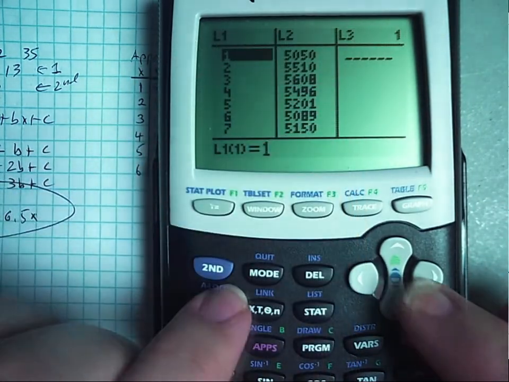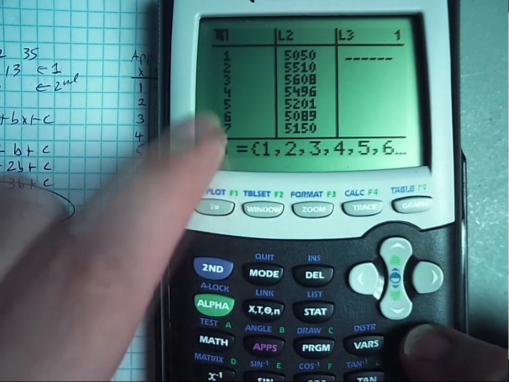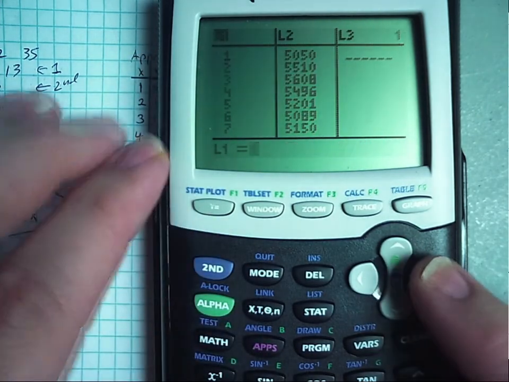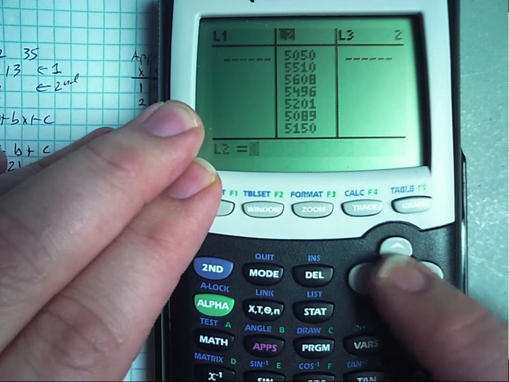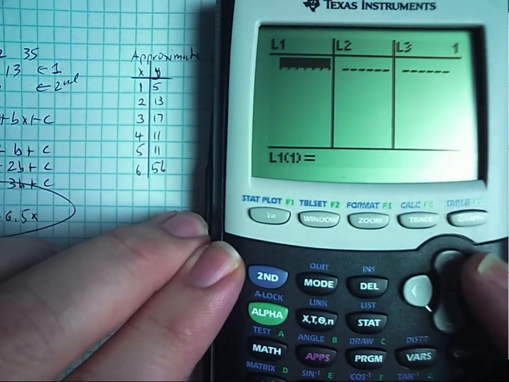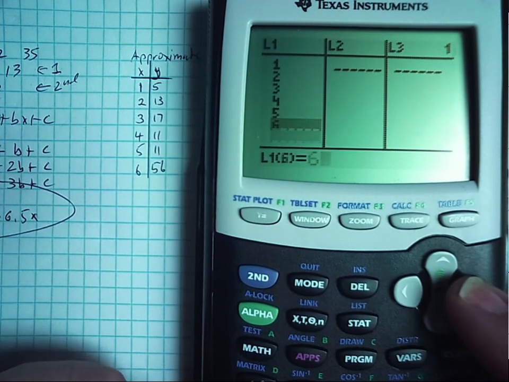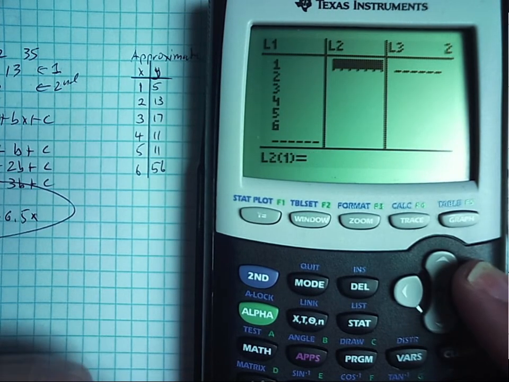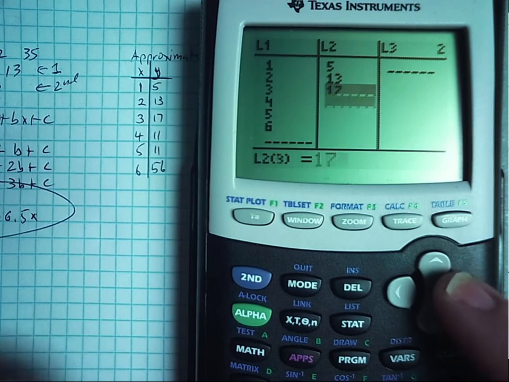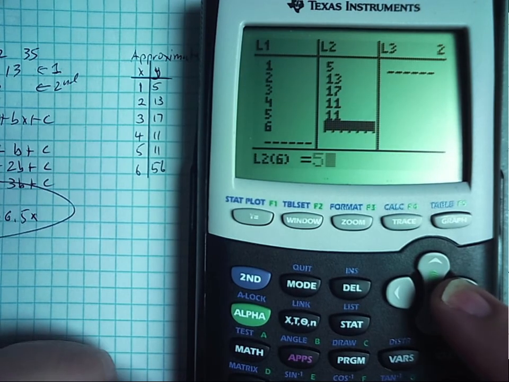You should have an L1 and an L2 column. If you want to clear those out, go up to the top, push the clear button. Don't push the delete button. It erases the title at the top as well, which you don't want. So L1 is going to be my x's, 1, 2, 3, 4, 5, and 6. L2 is going to be the y's, 5, 13, 17, 11, 11, and 56.